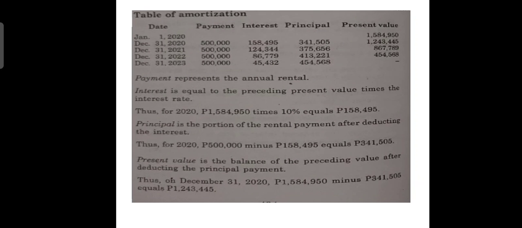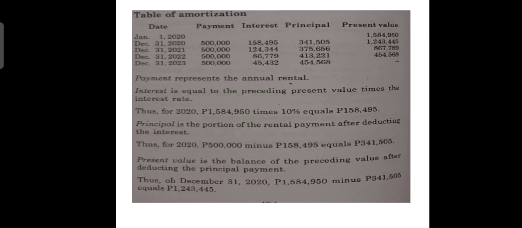Table of amortization. The date, payment, interest, principal, and the present value. Payment represents the annual rental. Interest is equal to the preceding present value times the interest rate. Thus, for 2020, 1,584,950 pesos times 10% equals 158,490 pesos. And you can see it in the table above, the interest.